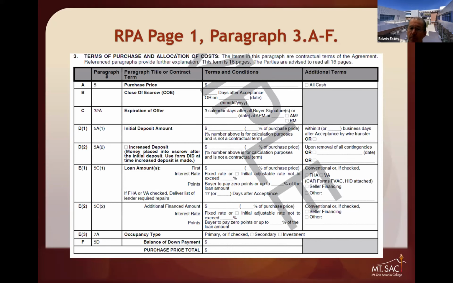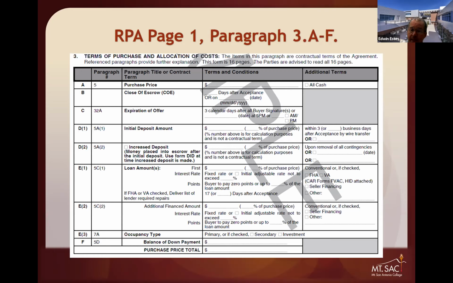Okay. Now, if you want to have an adjustable rate, if you want to put points in there, you can. The default language there in column 5, so it will be a conventional loan. If you're going to go with a government loan, FHA or VA, you need to check that corresponding box.